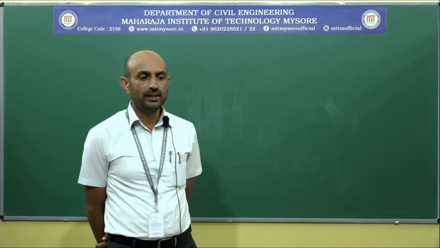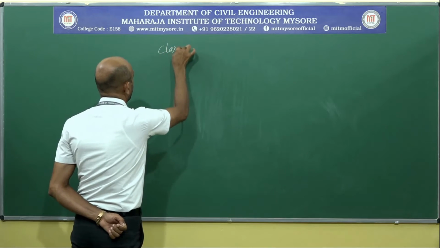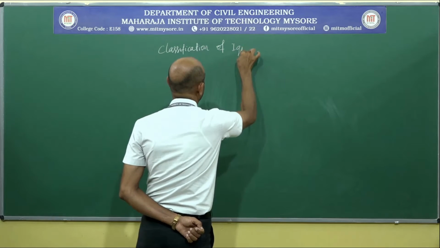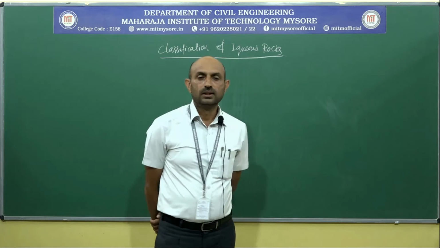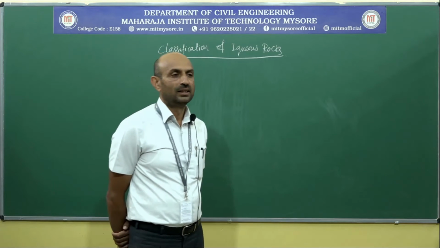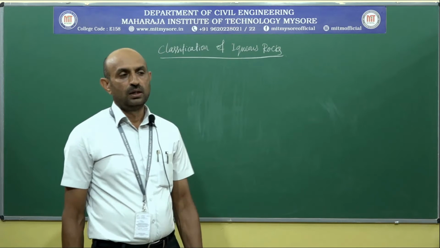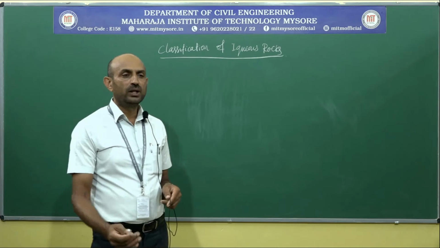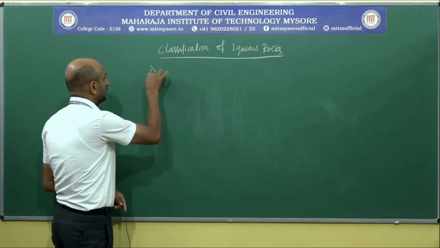The next topic is classification of igneous rocks. Classification is made based on different factors like color, mode of occurrence, chemical composition of the rocks, mineralogical composition of the rocks, silica composition of the rocks. Let us take one by one. The first one, classification is made based on color index.